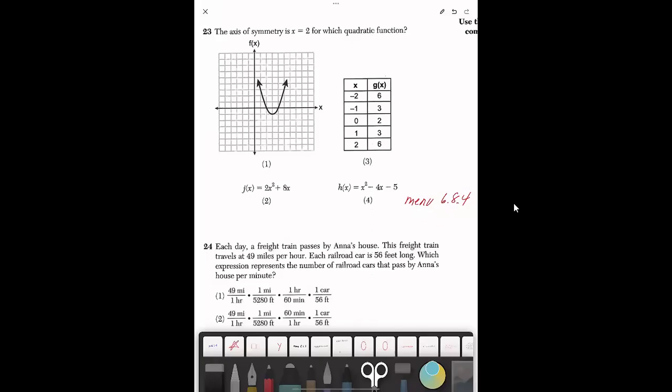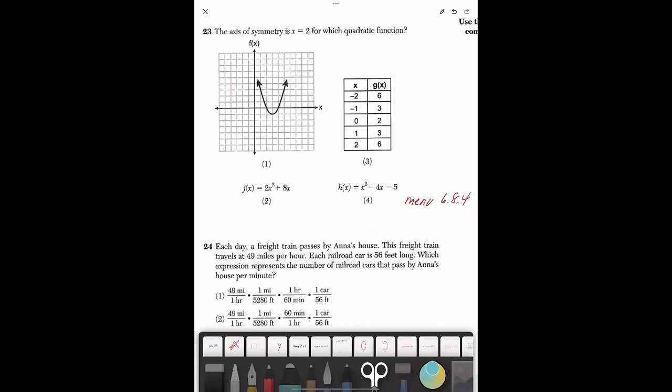All right, guys, this is question 23 from the June 2025 Algebra 1 Regents exam. Basically, they've given us a bunch of quadratics in different forms, a graph, and a table of values. They've also given us two functions, and they want to know which one of these quadratics has an axis of symmetry of x equals 2, and that's the one we're looking for.